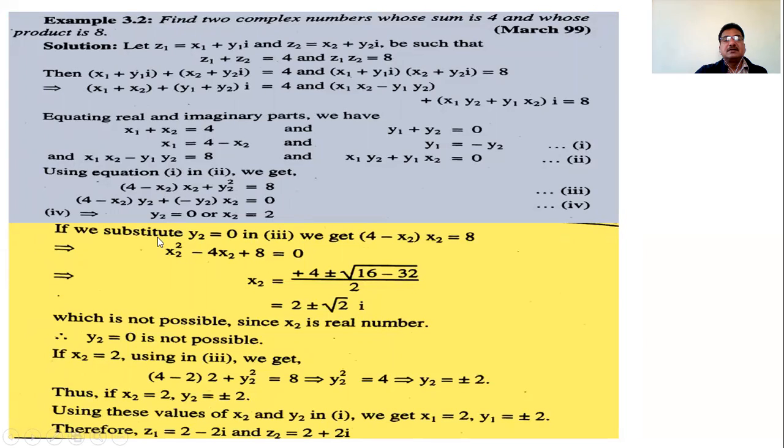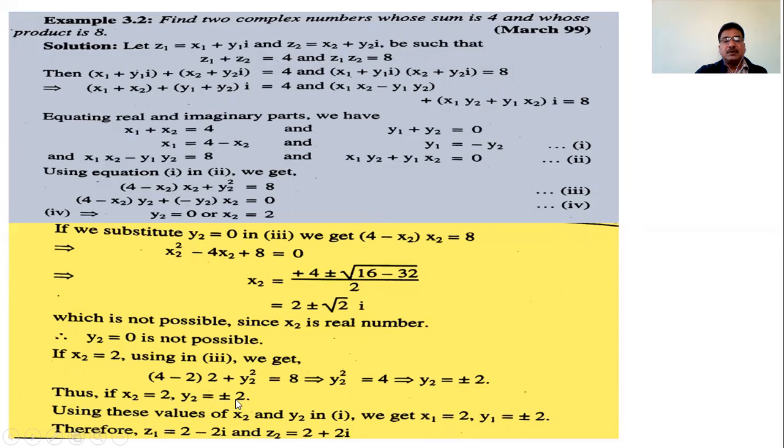So we have this answer, and substitute y2 as 0 in the third equation. We get x2 as 2 plus minus root 2i, which is not possible because x2 is a real number, so y2 equal to 0 is not possible, and so take x2 as 2. With x2 as 2, from equation 3 we get y2 as plus minus 2.